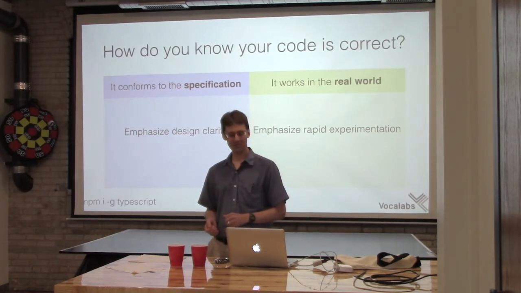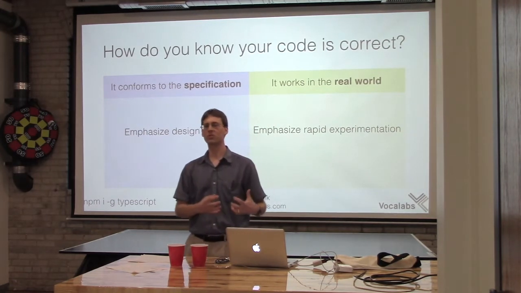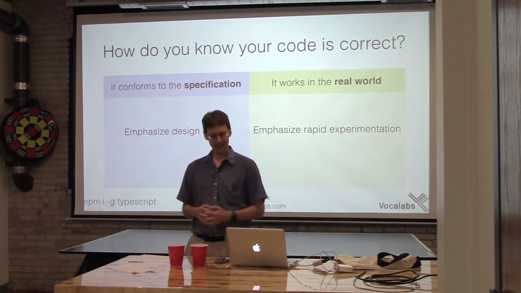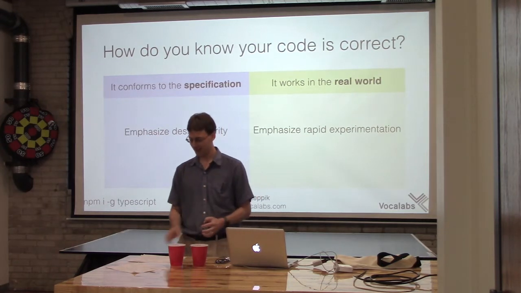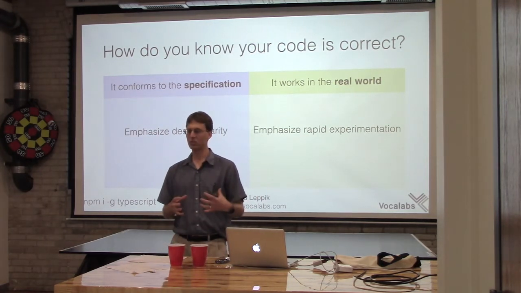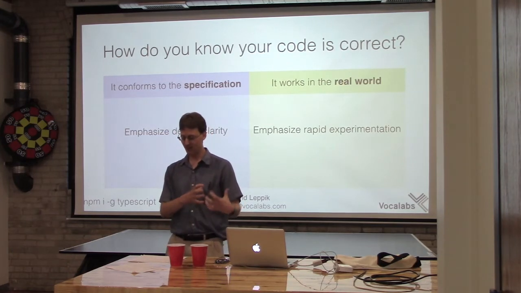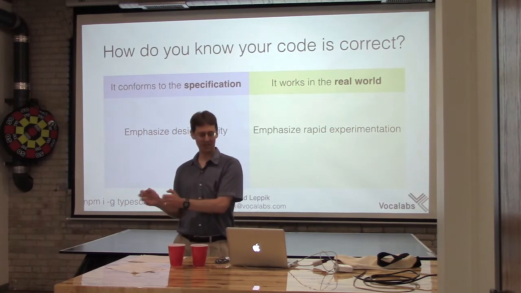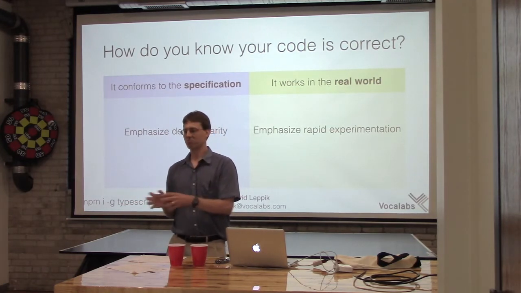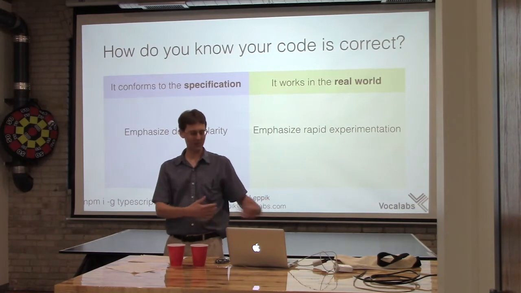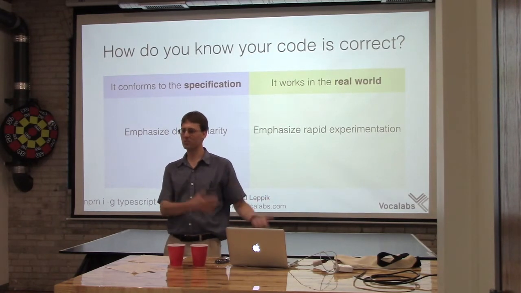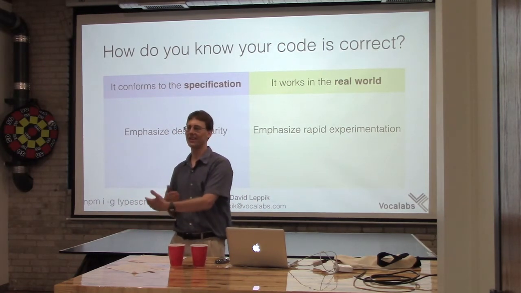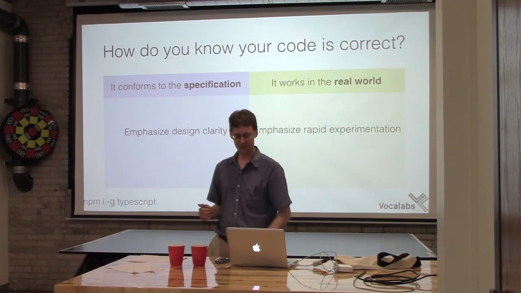So for some people, they would say it's correct if it conforms to a specification. And by specification, it doesn't have to be some formal written document, but it can be just a clear, well-defined expectation of the code's behavior. Whereas other developers, typically front-end developers, forget any specification. We don't have time for specifications, and the specification's wrong anyway. It needs to work in the real world. And so that encourages more rapid experimentation.